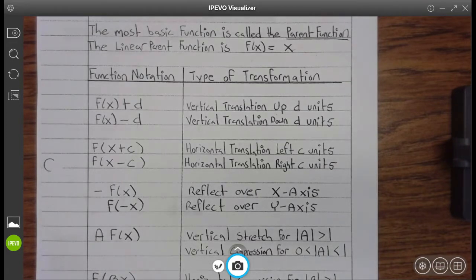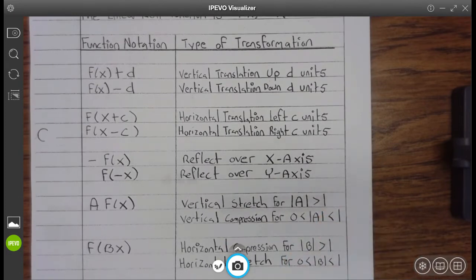F of x plus d is a vertical translation up d units. F of x minus d is a vertical translation down d units. F of (x plus c) is a horizontal translation left c units. F of (x minus c) is a horizontal translation right c units. Negative f of x is a reflection over the x-axis. F of (negative x) is a reflection over the y-axis.